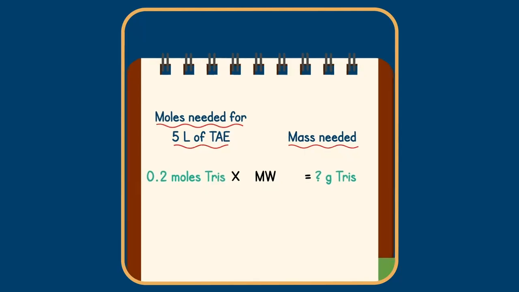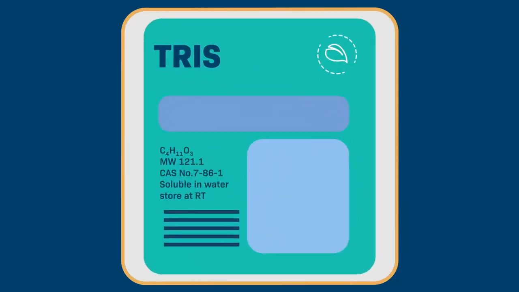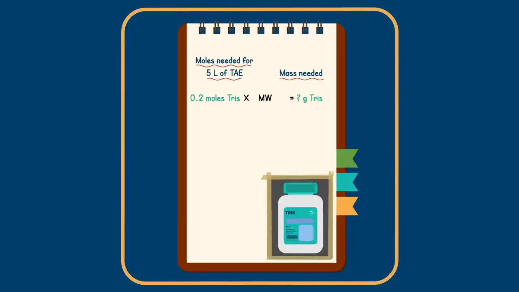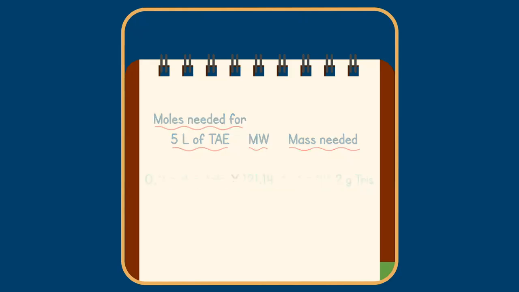We need the molar mass, aka the molecular weight, of tris. This is the mass of tris that contains 1 mole of tris molecules. The molar mass of a substance can be found on the label of the container it comes in, or you can look it up online. Tris has a molar mass of 121.1 grams per mole, so we can just multiply that by the number of moles we need. The moles will cancel out, and we're left with the number of grams of tris we need. 24.2 grams of tris to make 5 liters of TAE buffer.